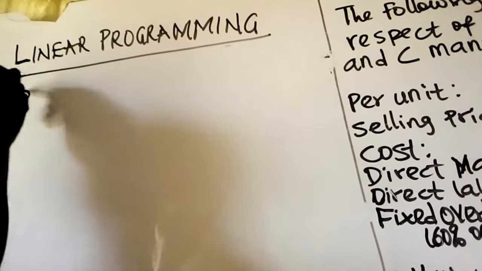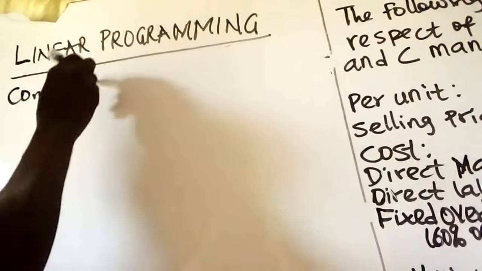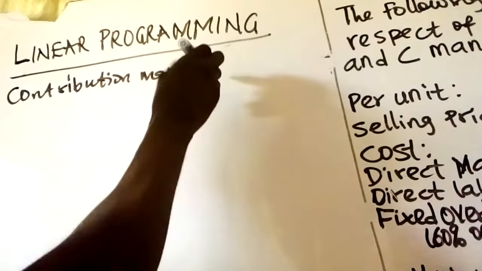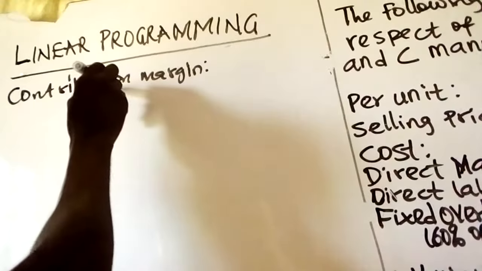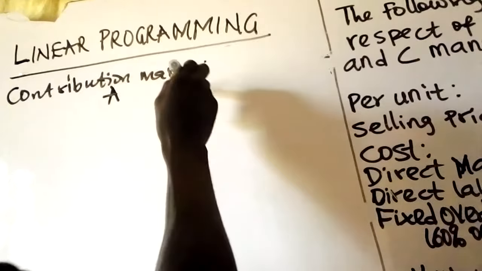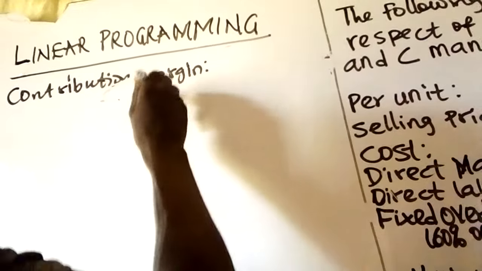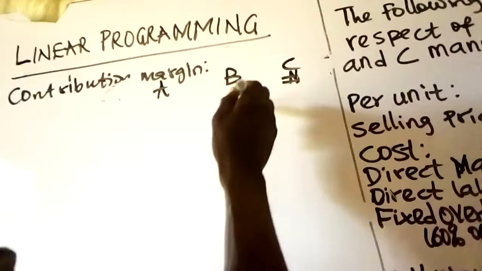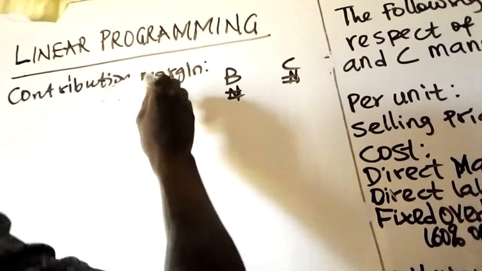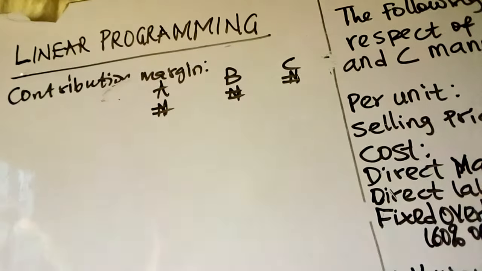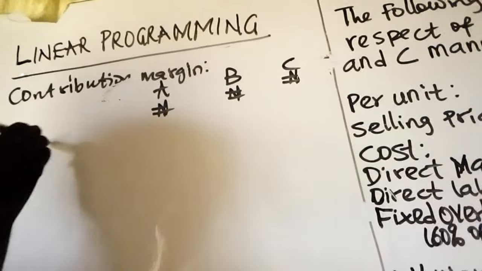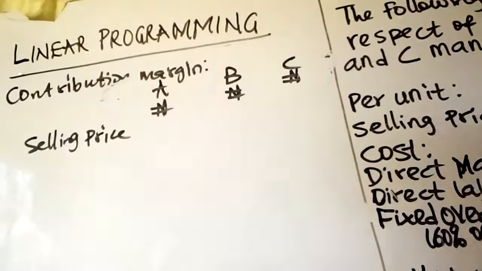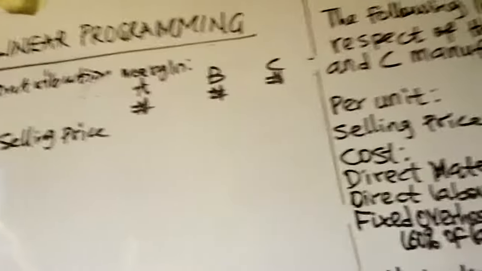So contribution margin. We have products A, B, and C. So we want to determine the contribution margin for A, B, and C. I've told you that contribution is selling price less variable cost. And what is the selling price of the products?